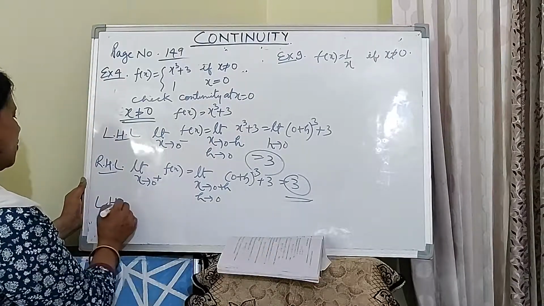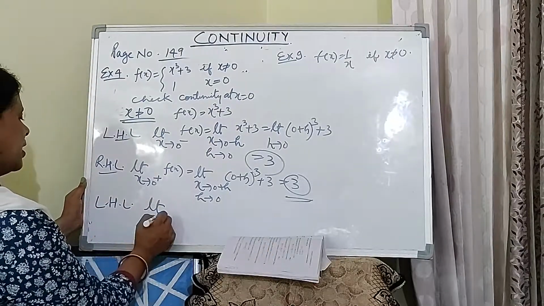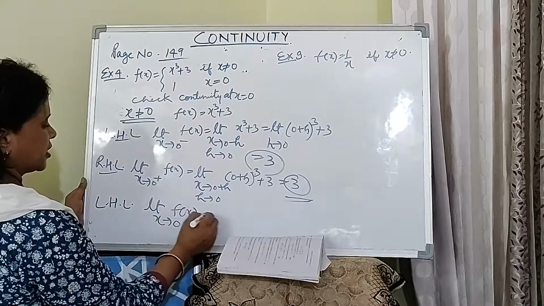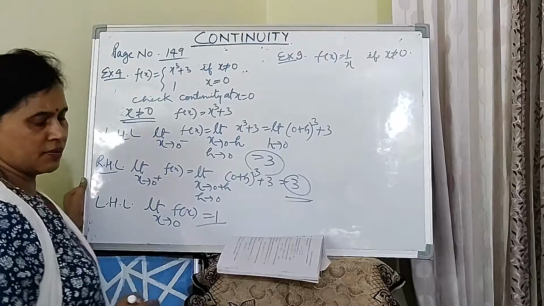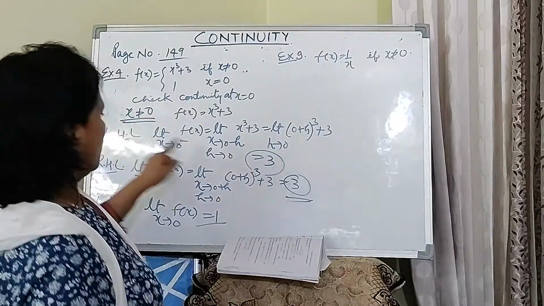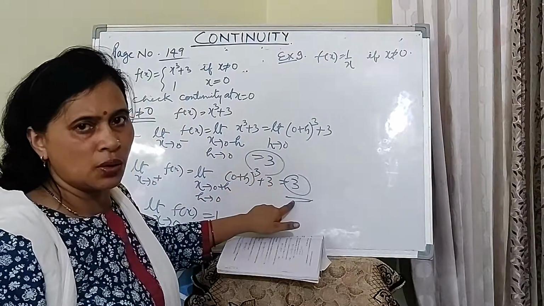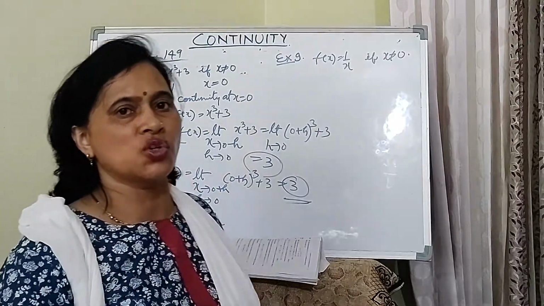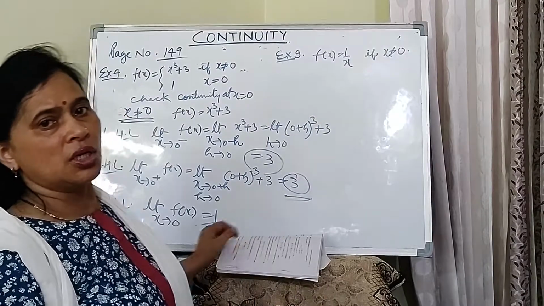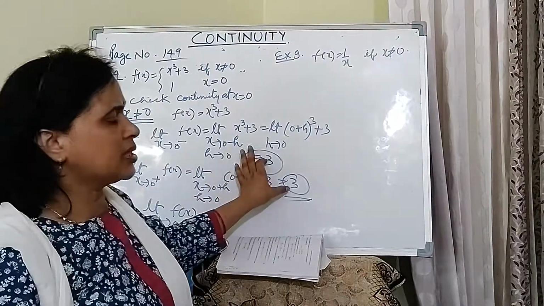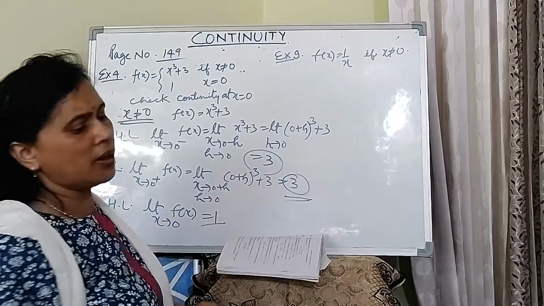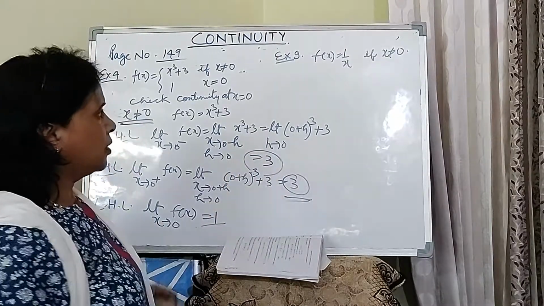And what is the limit of the function? This is given to me. f(x) is equal to 1. This is given to me. Now the left hand limit is equal to the right hand limit, but this is not equal to the value of the function. So this function is not continuous. This kind of discontinuity is called non-removable discontinuity.